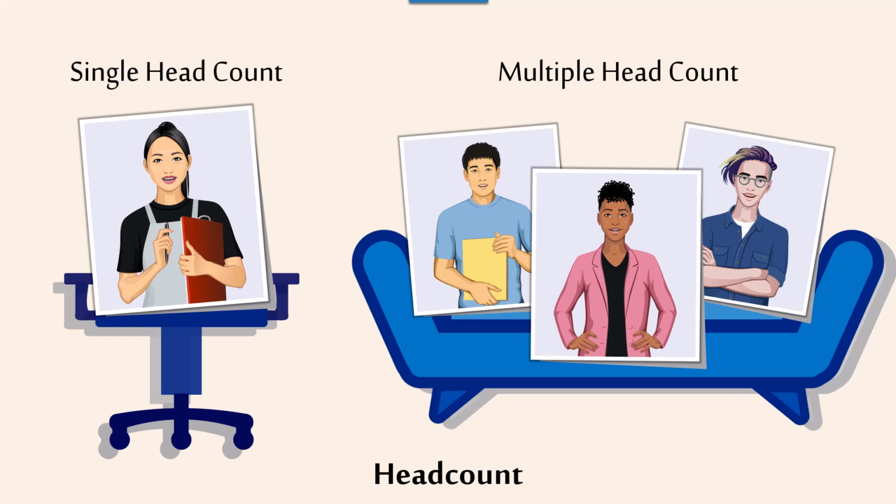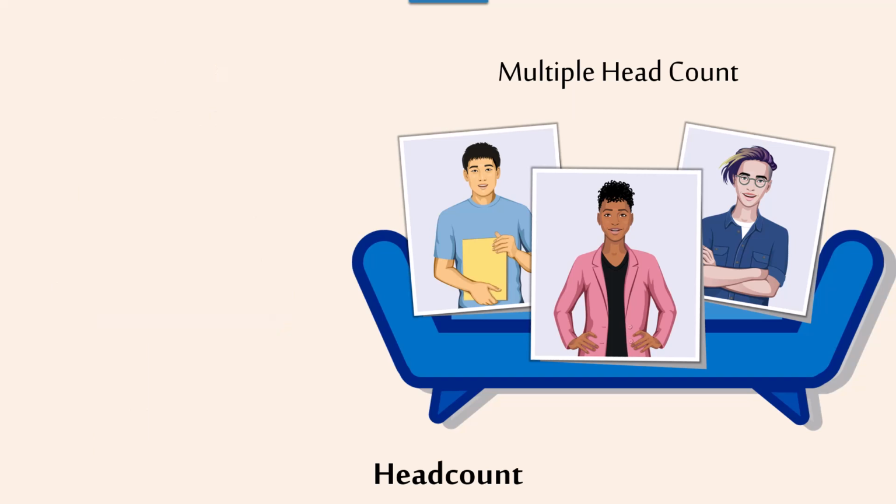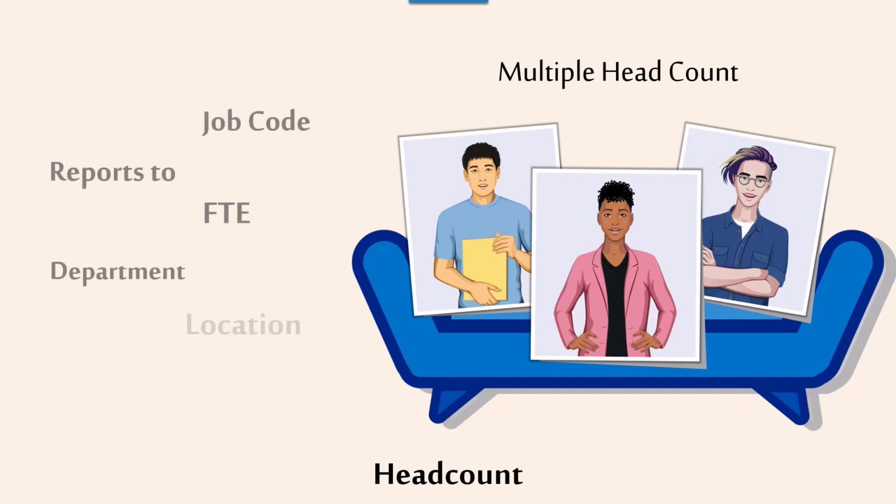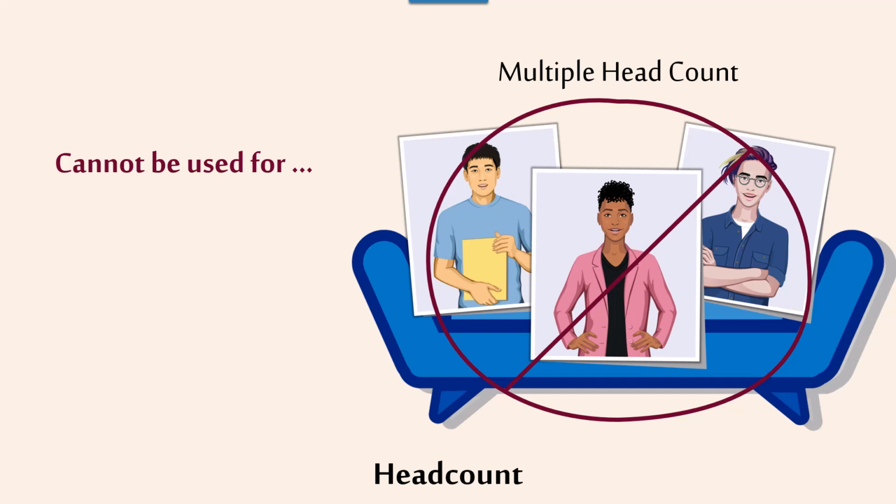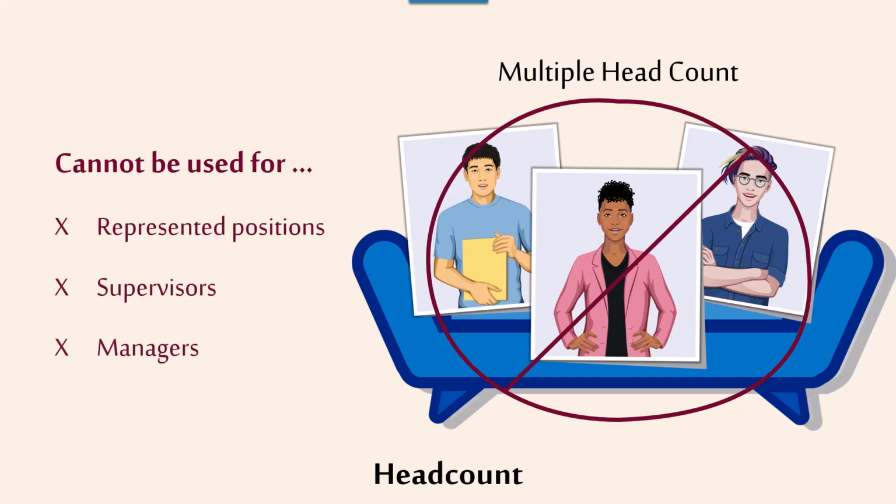While multiple headcount positions are possible to create within UCPath, there are many caveats to using them. Every employee must share all the same position information or attributes. That means that for every employee occupying that position, they must have the same job code, supervisor, FTE, department, location, FLSA status, etc. They cannot be used for represented positions, and they cannot be used for supervisor or manager positions.